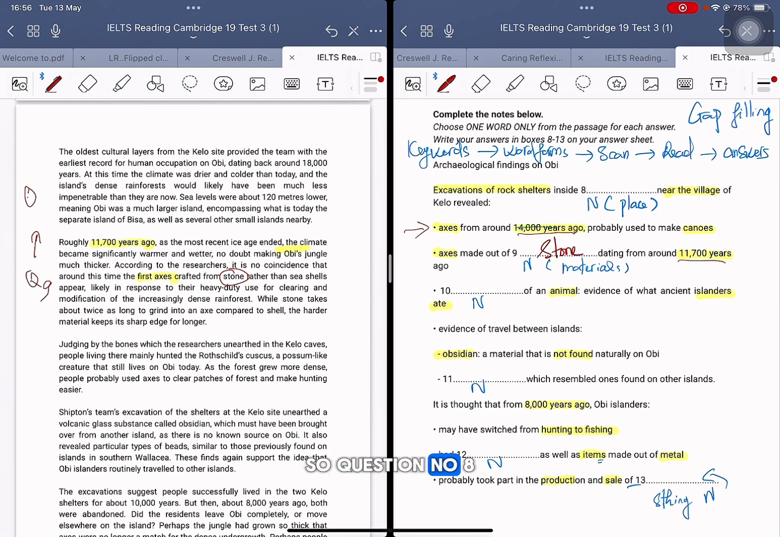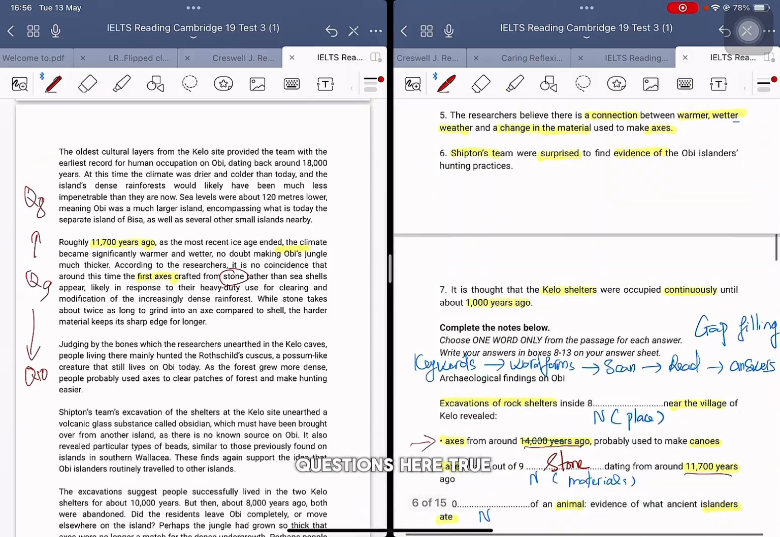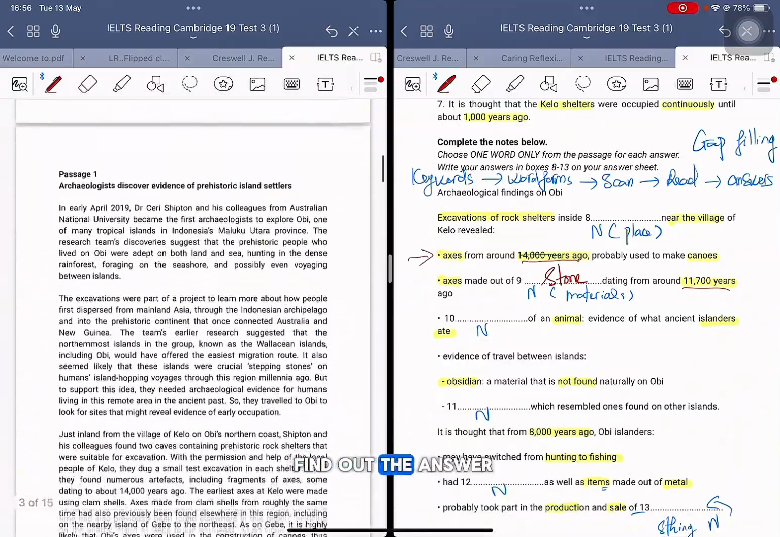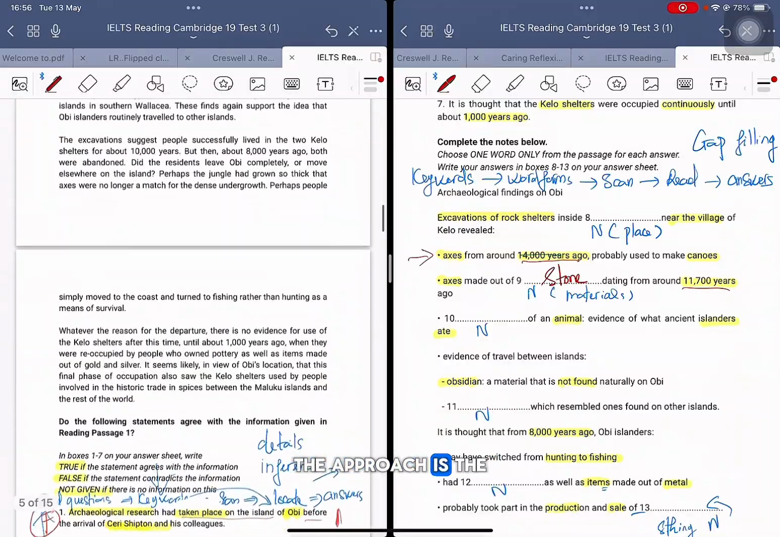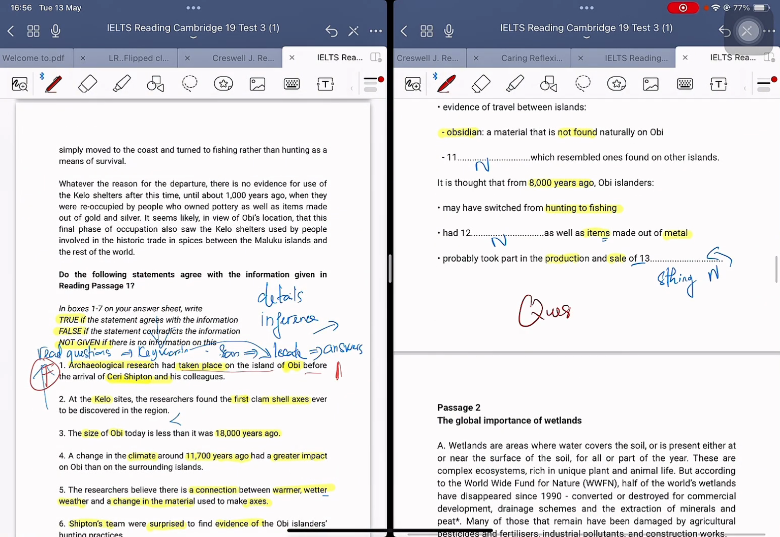So question number 8 would be up here, and exactly the same, questions 10, 11 or 12 are going to be down here. So remember, the answers of questions will be the same. They have the same order of information in the passage. Okay, so actually you can see with 2 sets of questions here, true, false, not given, and gut feeling. So the approach to find out the answer is to read the question first, and then you can read the passage here to scan and to find the answer.